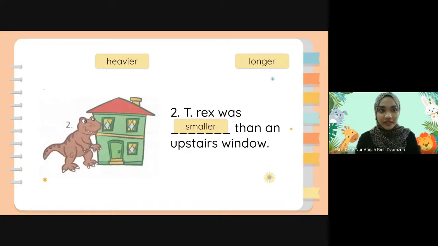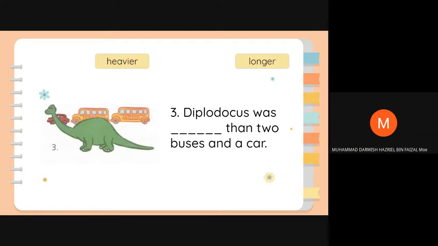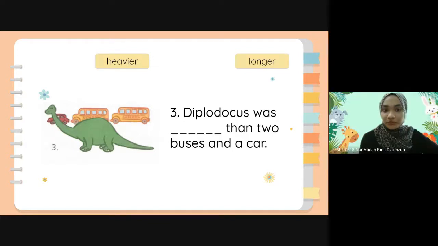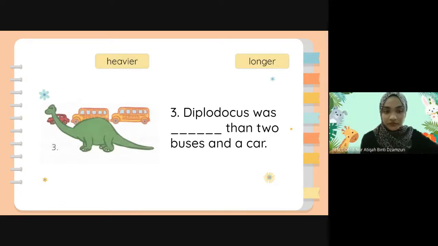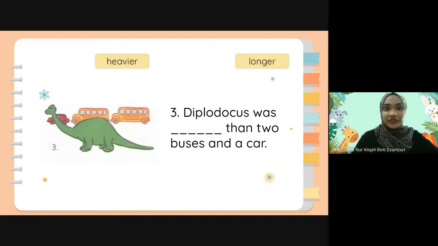Okay, Hazril, number three. Mana Hazril? Yes. Okay, read number three. This was longer than two buses and a car. Okay, read again. Buses and a car. Okay, what is your answer? Longer. Okay, now see the answer.